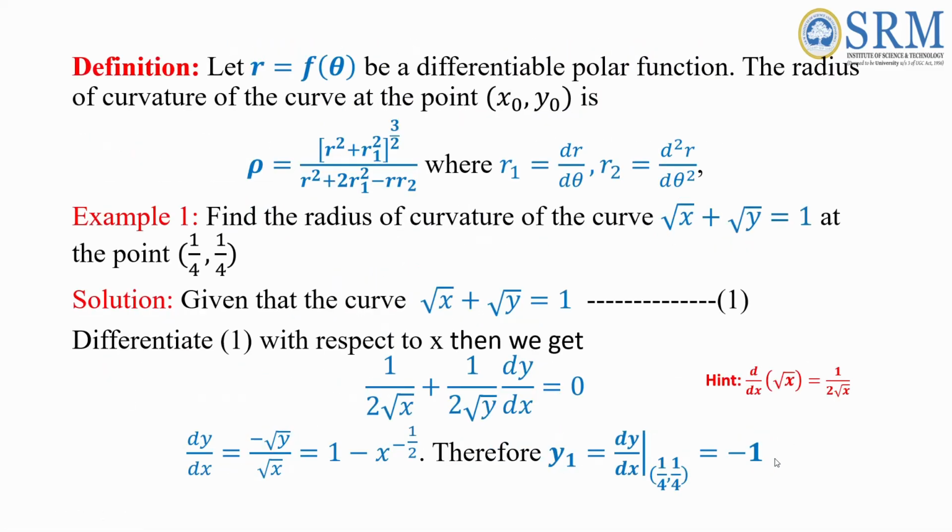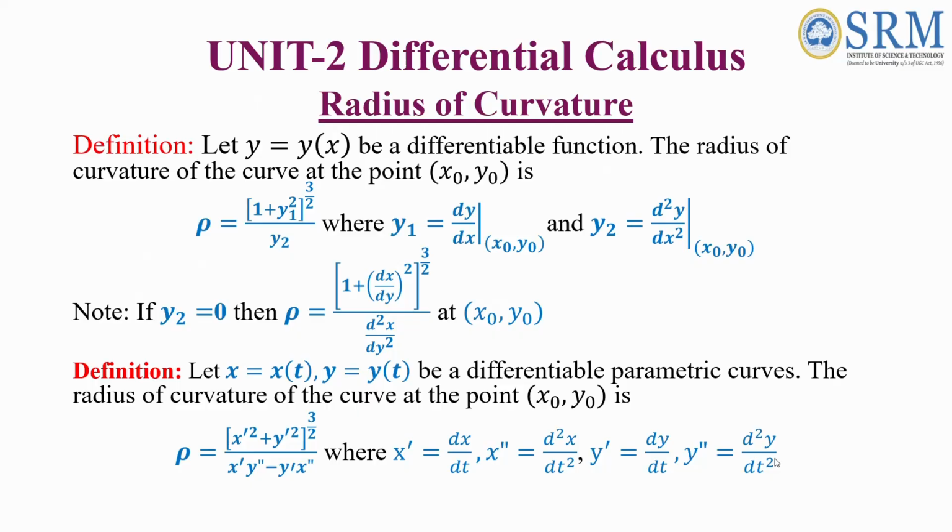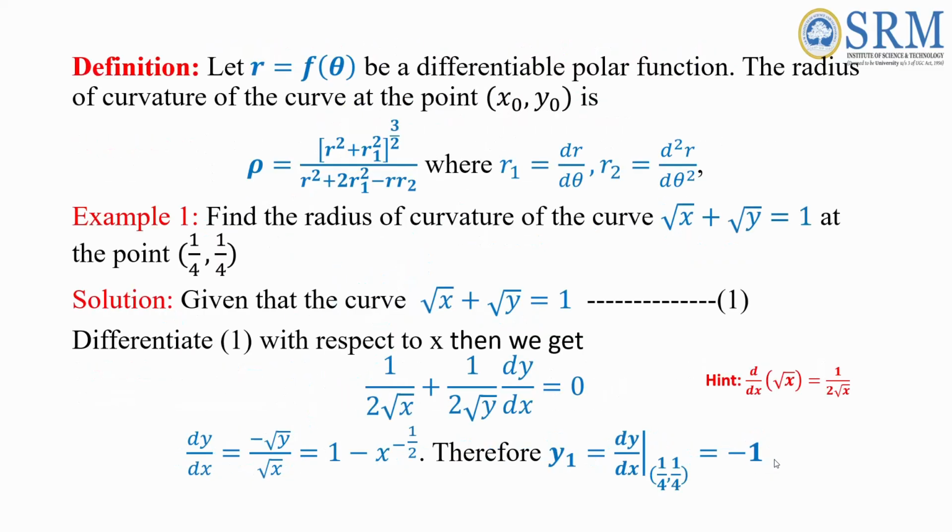Then the third definition: if the curve has the parametric representation, we have the previous formula. If the curve has the polar form r equal to f of theta, then the radius of curvature is rho equal to (r square plus r1 square) whole power 3 by 2 whole divided by (r square plus 2 r1 square minus r r2), where r1 is dr by d theta and r2 equal to d square r by d theta square.